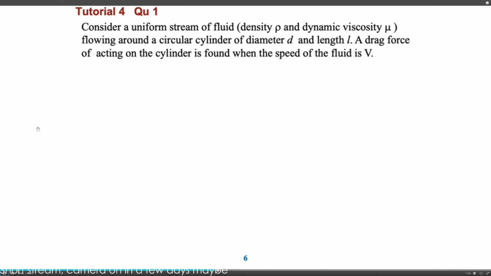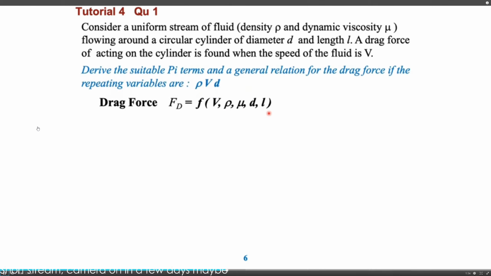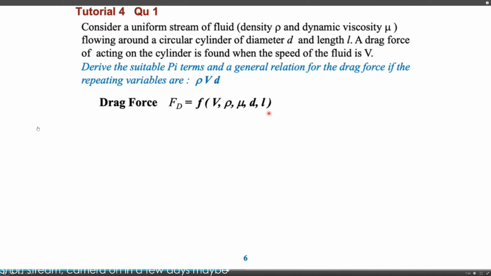Now let's take a look at question number 1. Consider a uniform stream of fluid flow around a cylinder. The drag force on the cylinder depends on the velocity, the density, the viscosity, the diameter, and the length of the cylinder. You're asked to derive suitable pi groups or dimensionless terms and a general relationship for the drag force. The repeating variables are rho, v, and d.